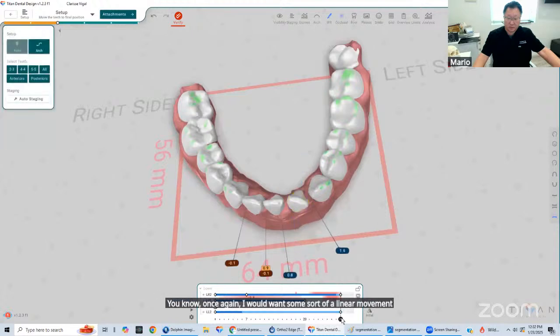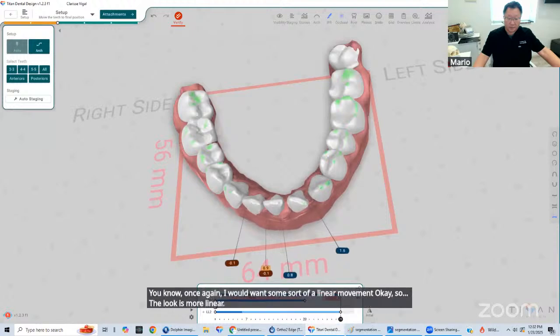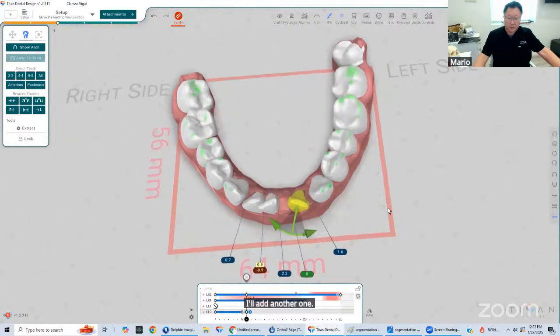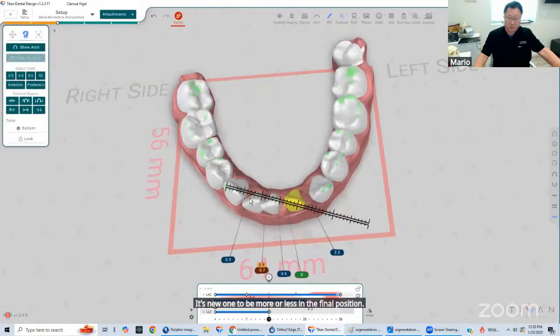Okay. So if you look, it's more linear, right? And I will come back here. I'll add another one. This new one to be more or less in the final position.